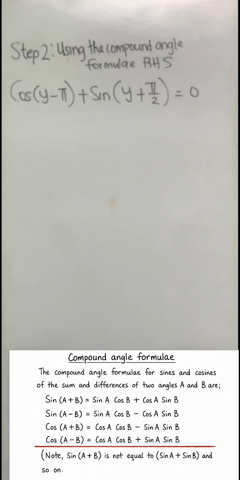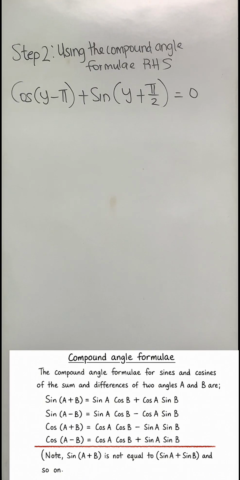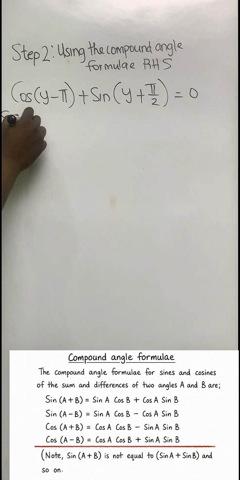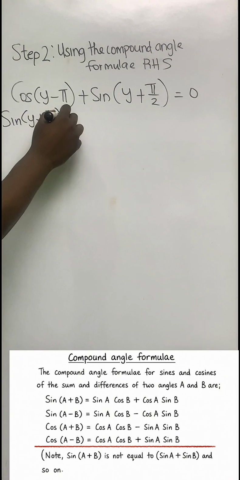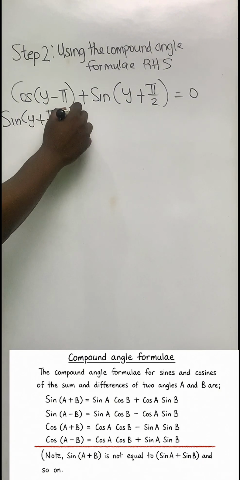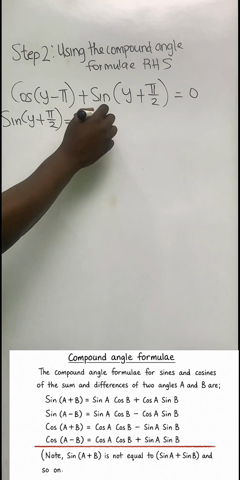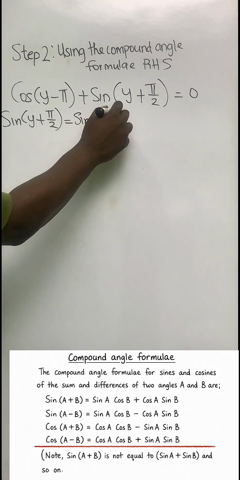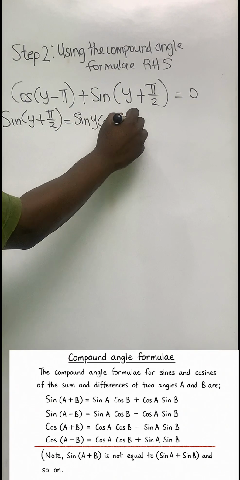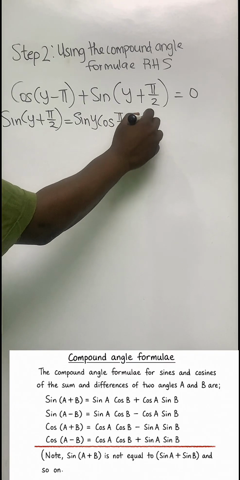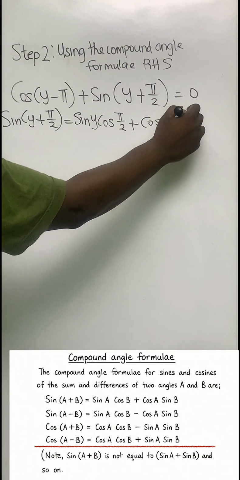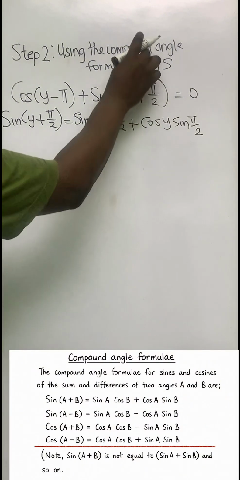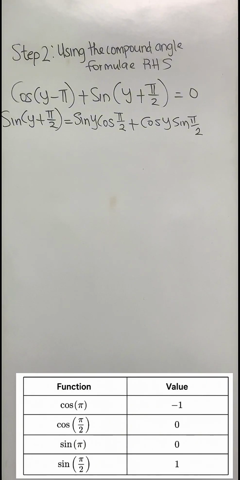Step 2. Using the compound angle formula for the right hand side, we'll have sin(y + π/2) equal to sin y cos π/2 plus cos y sin π/2. All this is according to the compound angle formula.